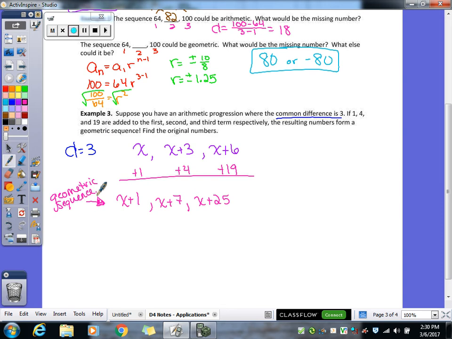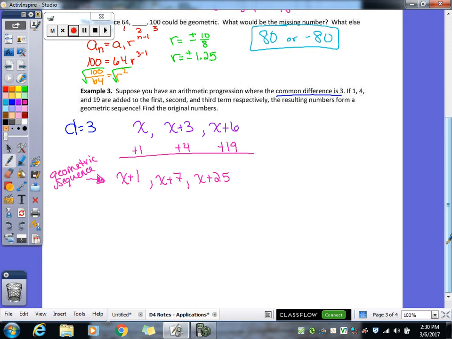So now what we have to do is we have to figure out our common ratio. That's going to help us figure out our answers here. So for this one, remember, second term over the term before it, that gives us our common ratio. It has to be equal to the third term over the second term. So now we can do some cross multiplication here, which I know you guys love so much. So x plus 7 times x plus 7 equals x plus 1 times x plus 25.